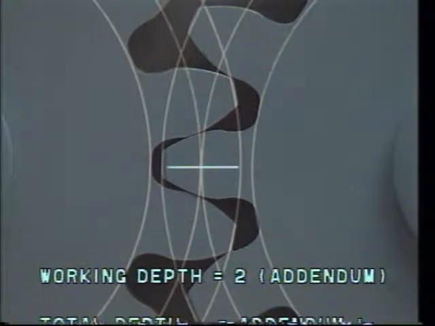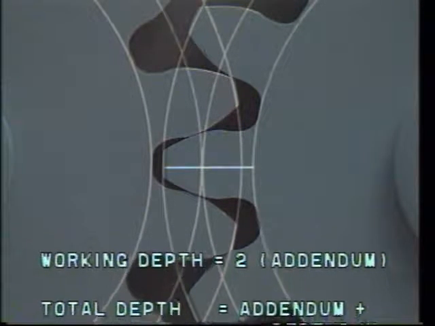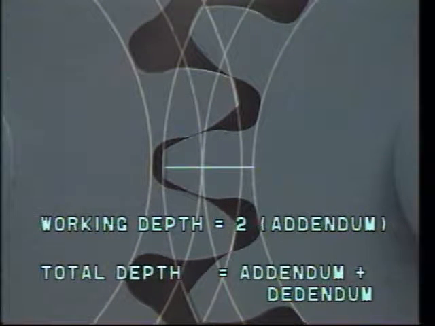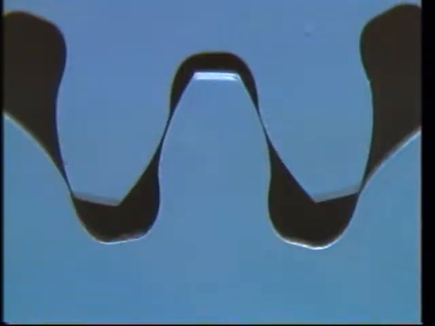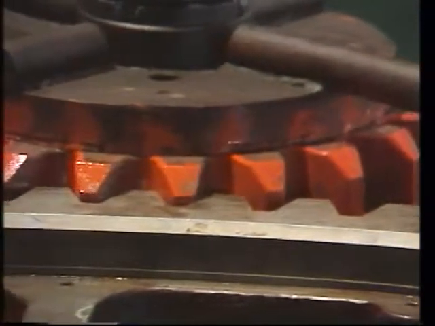Thus, the working depth of mating gears is twice the addendum. Since the dedendum is greater than the addendum, the total depth of the tooth is the sum of addendum and dedendum. The spur gear is so designed that before one tooth gets out of mesh, another tooth comes in mesh to take the load. This tooth mesh cycle provides continuous engagement, causing the motion to be smooth without jerk and noise.